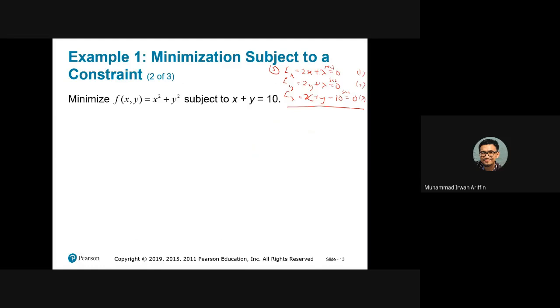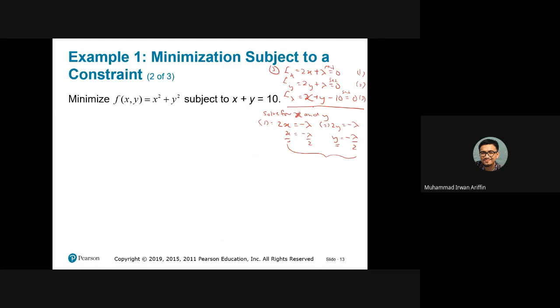This is lambda, this is lambda, and we have x and y. So one strategy is to solve for x and y first. This is the strategy that I'm going to do. From equation 1, 2x equals negative lambda, so x equals negative lambda over 2. And from equation 2, I have 2y equals negative lambda, because I'm bringing lambda to the other side. So my y equals negative lambda over 2.